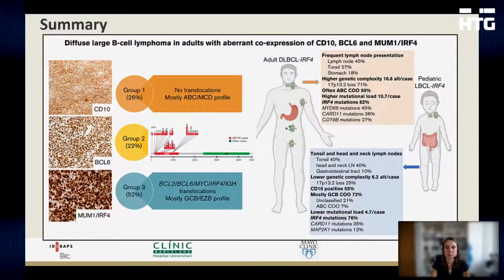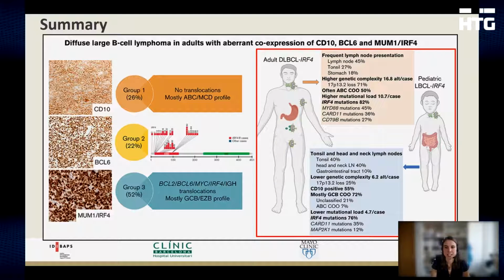to the GCB-EZB group. We thus conclude that the DLBCL with aberrant expression of adults are a heterogeneous disease which is enriched in large B-cell lymphomas with IRF4 alterations, 20% of the cases in our cohort, and frequent IRF4 mutations. We believe of cryptic IRF4 translocations, all of them with IRF4 mutations. And we identified cases with Ig lambda involvement in the translocation.